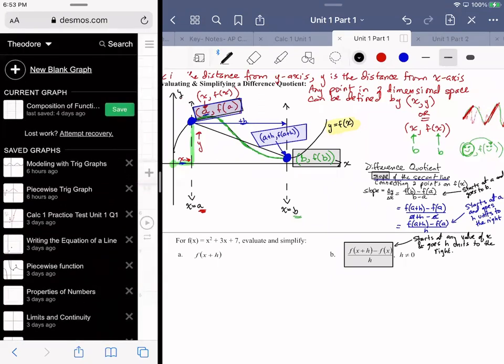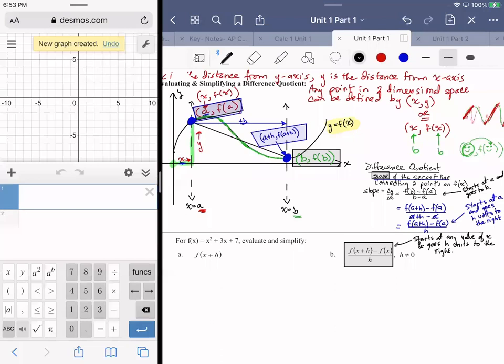So f of x is equal to x squared plus 3x plus 7. They're first telling us to find f of x plus h, right? So this is notation. This is a composition of functions right here, the f of x plus h. It ties in beautifully with what we did on the previous page, but after what I just showed you here, what we did on the previous page might feel like a lifetime ago, right?